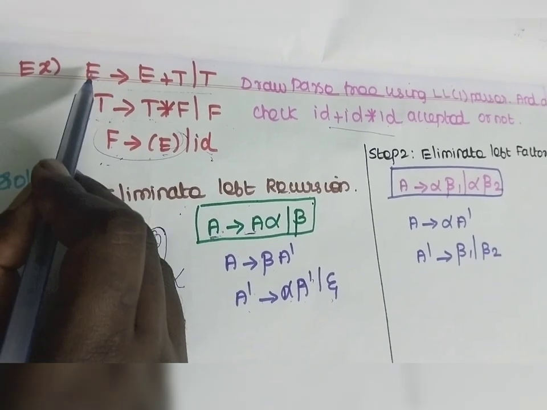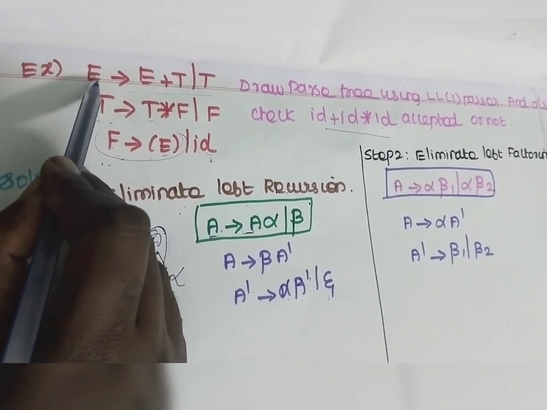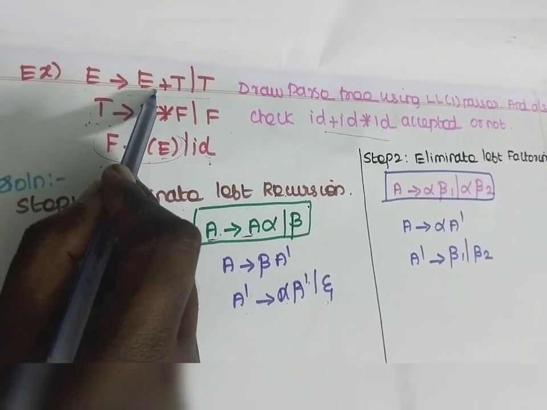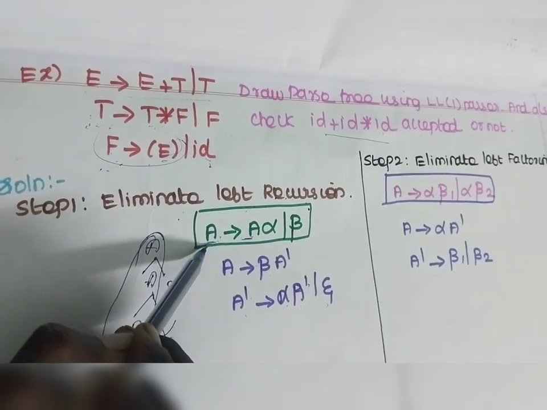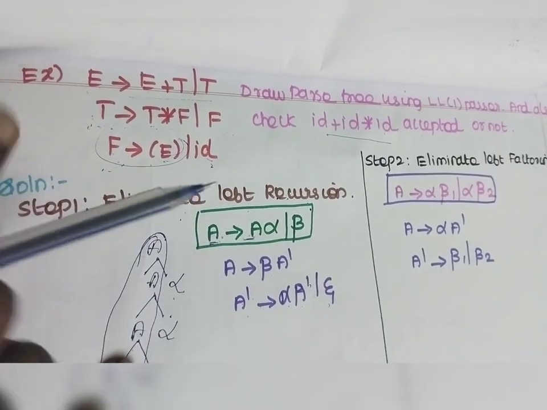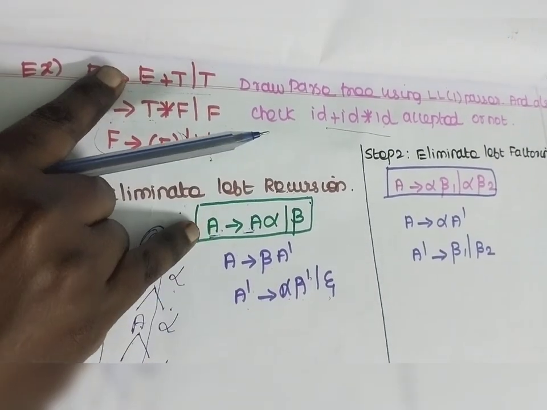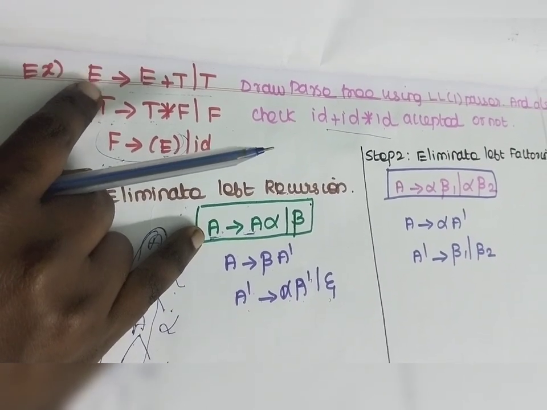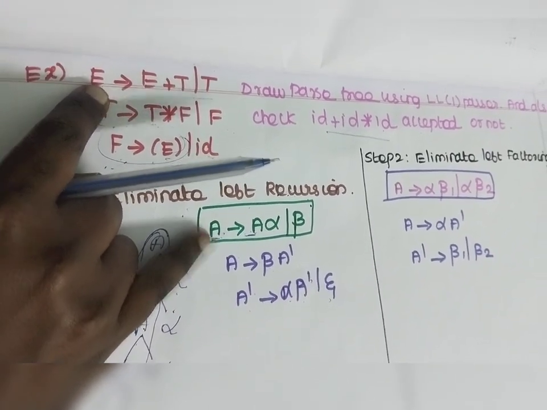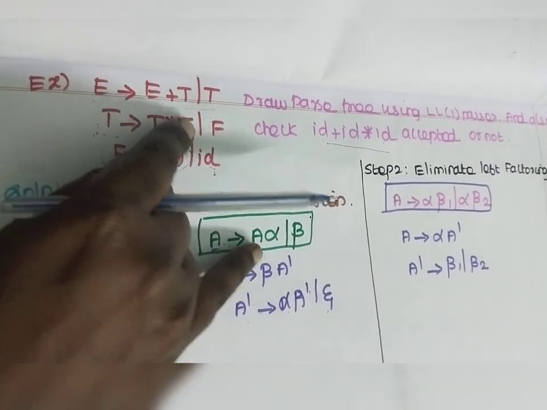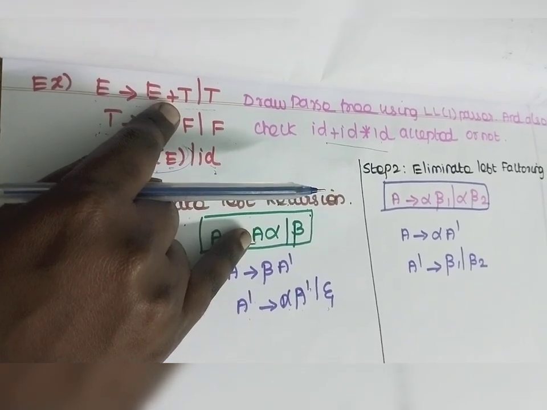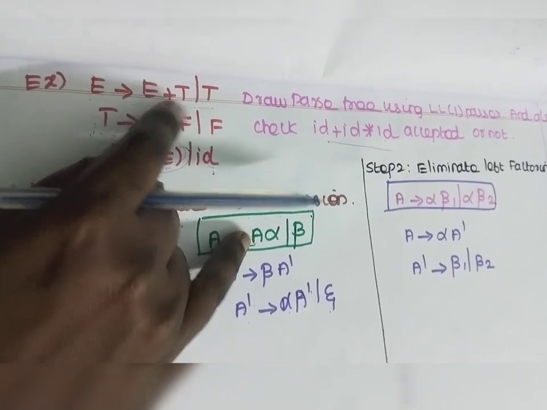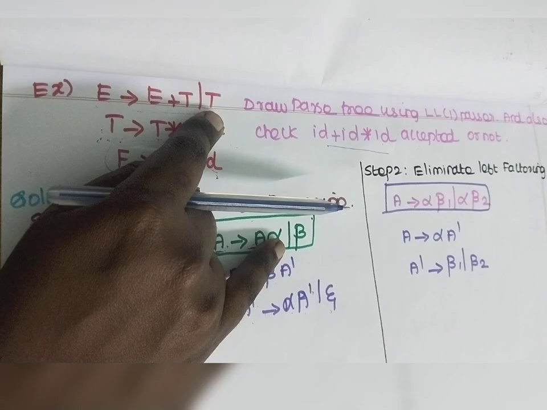First we will apply it to this production. Compare E tends to E plus T or T with A tends to A alpha or beta. What is the value of A? A is E. What is the value of alpha? Alpha is plus T. What is the value of beta? Beta is T.